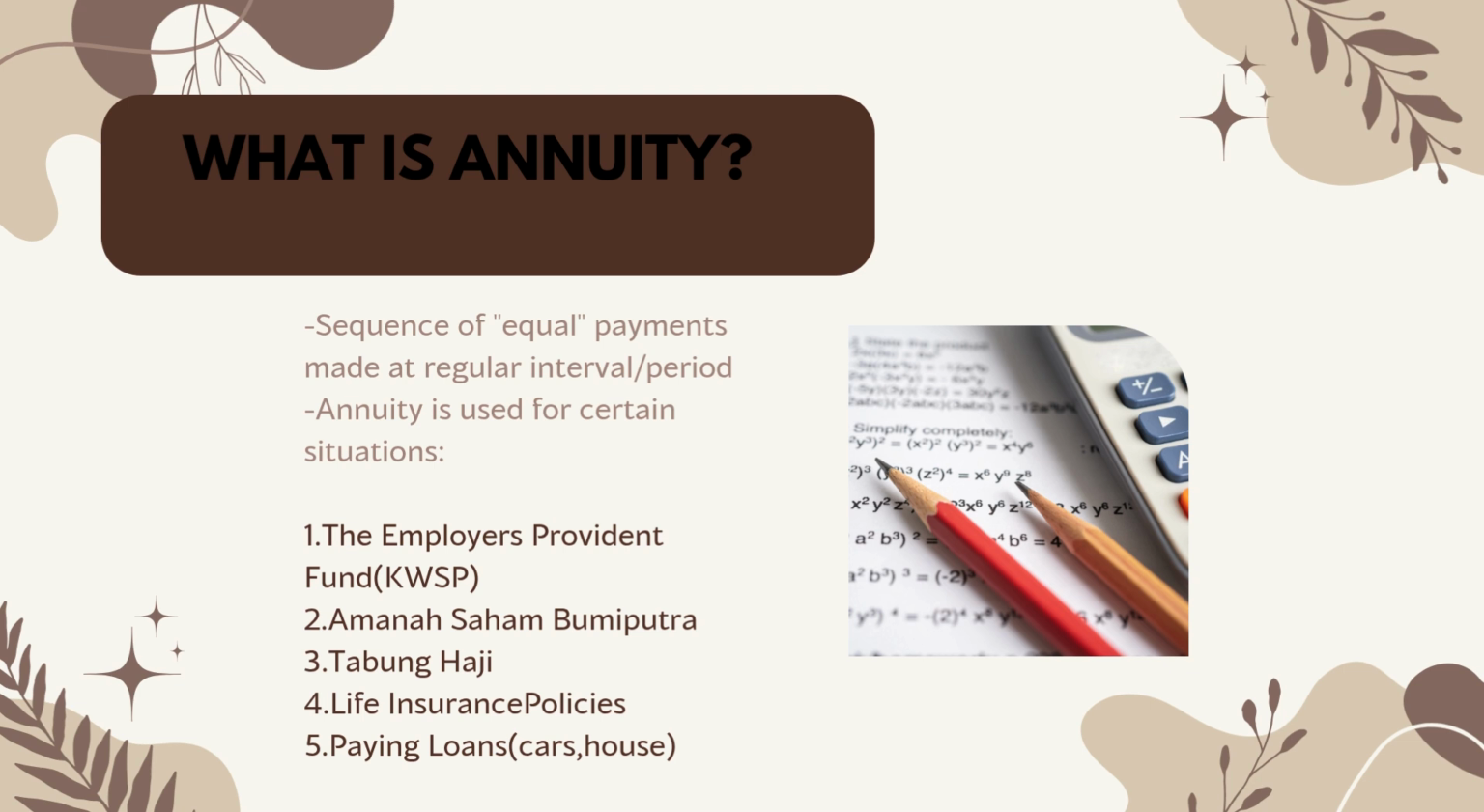I'll explain to you about annuity. So what is annuity? Annuity is a sequence of equal payments made at recurrent intervals or periods. Annuity is used for certain situations. The situations are: 1, the Employees Provident Fund or KWSP; 2, Amanah Saham Bumiputera; 3, Tabung Haji; 4, life insurance policies; 5, paying loans such as cars or houses.